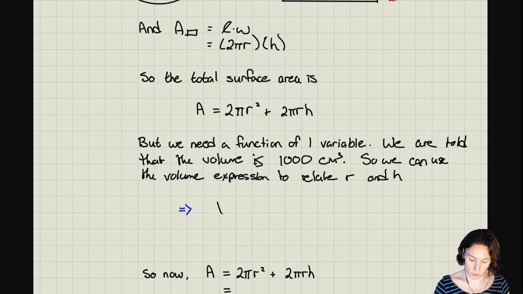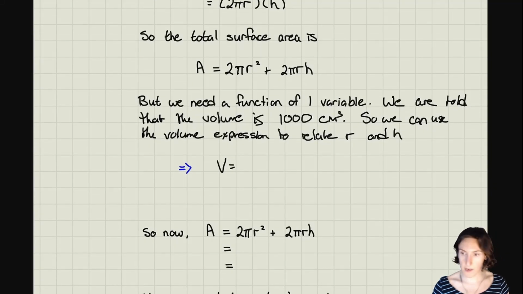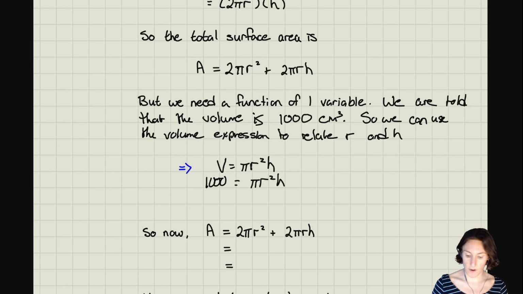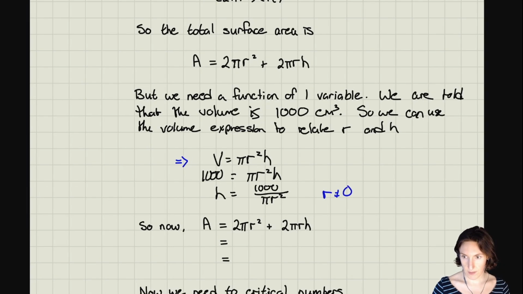Okay, so my volume, as I said, let me move this up a bit. This is going to be equal to pi r squared h. And in particular, I'm told that my volume is 1,000, so pi r squared h equals 1,000. Now you can isolate for whatever one you want. I'm personally going to isolate for h because I don't want to take square roots. So I'm going to write this as h equals 1,000 divided by pi r squared. And note that r can't be equal to 0 here, because otherwise h would not be defined.